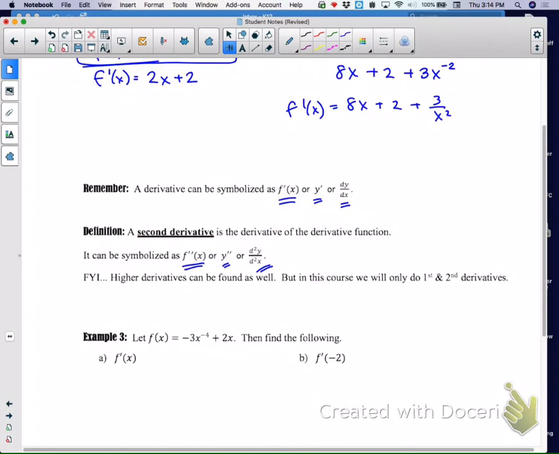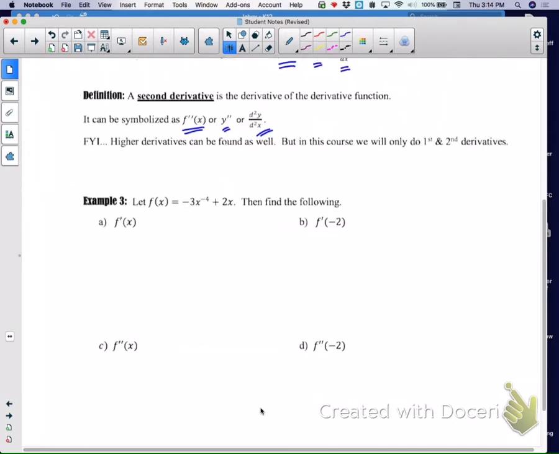And if I remember reading correctly on the exam, you wouldn't have to do anything past a first derivative. But I'll double check on that. So in this case, what we're doing is a derivative, and then we're going to plug a number into the derivative. So for a, f prime of x, okay, here's my f prime. We're good to go. Everything's set up correctly for that.